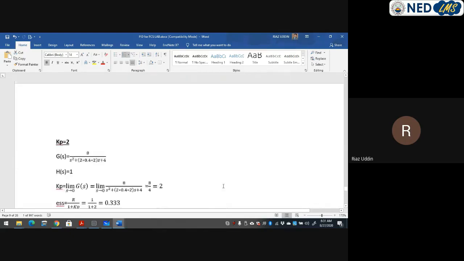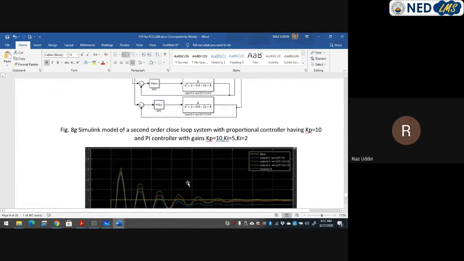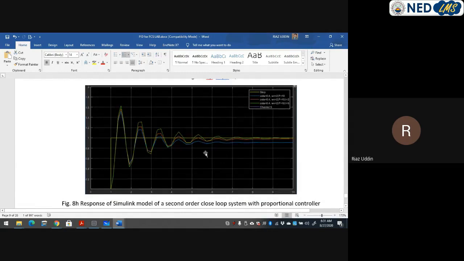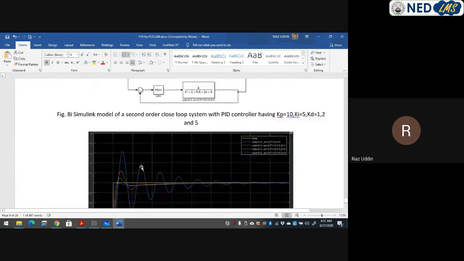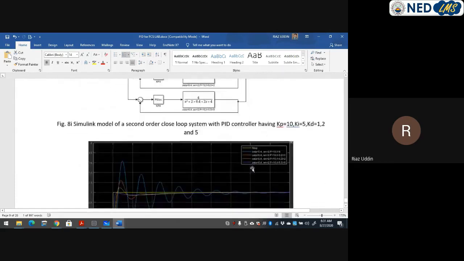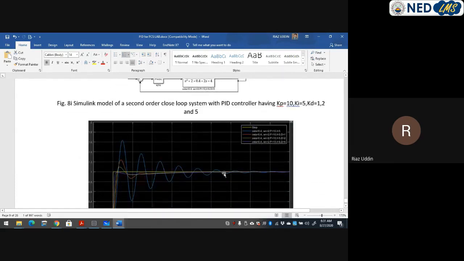But what happened when I used the I controller? The I controller influences the response in such a way. I already told you at the start of my lecture that the I controller helps in removing the steady state error. So it has somehow removed the steady state error. And when you use a PD controller or PID controller, then it not only removes the error, but it also removes the ripple, like it shapes up the response. It actually does signal conditioning to the response, and it finally reaches the desired value.